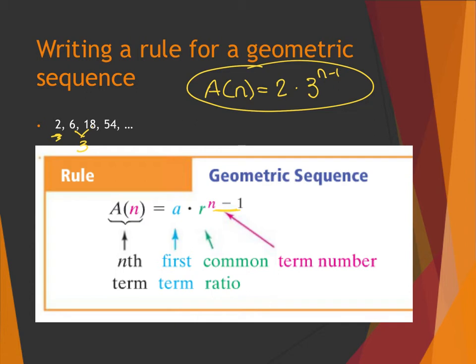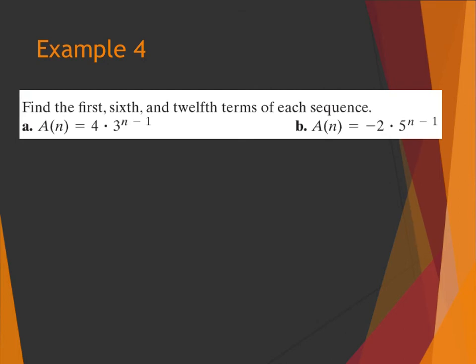Now let's take a look at a few actual examples. So for example 4, it says find the first, 6th, and 12th terms of each sequence. So we're going to work out part A first.